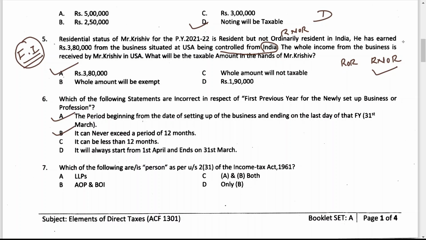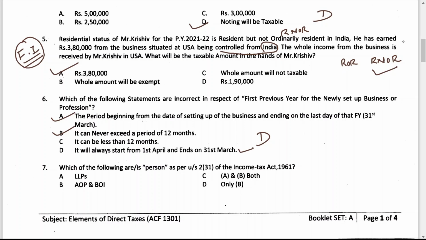It will always start from 1st April and end on 31st March. This is the wrong answer, because it is not necessary that the previous year starts from 1st April every time. If you start a business in between, like on 1st October, then what is your previous year in that case? 1st October to 31st March. That is why this statement is wrong. So your answer for 6 is D.